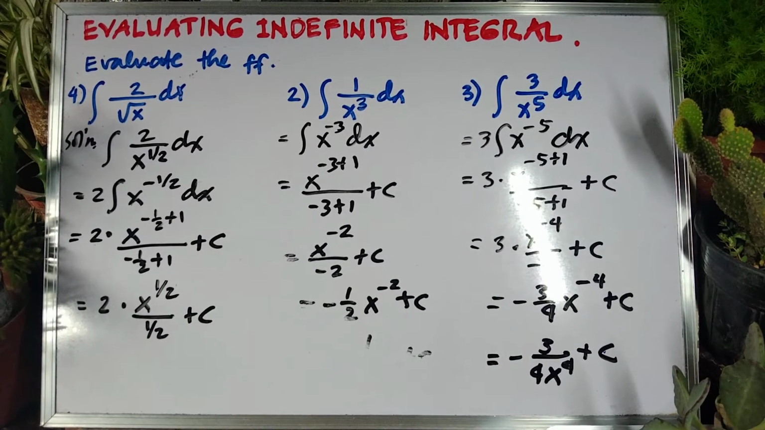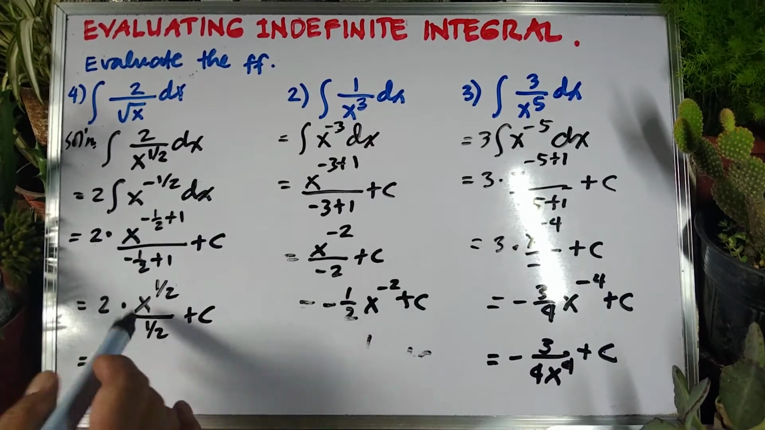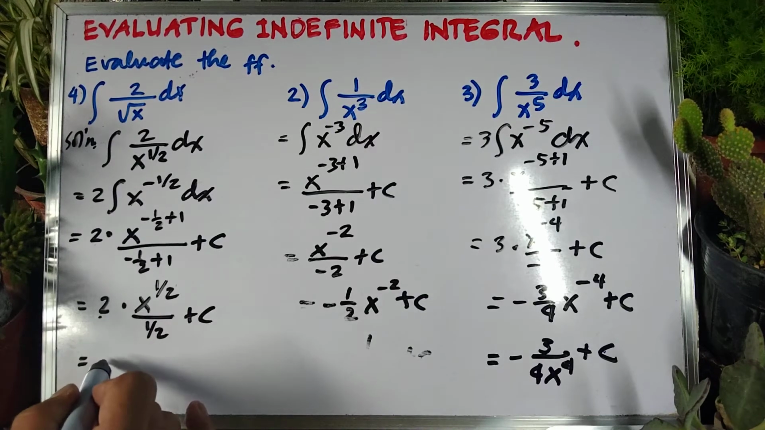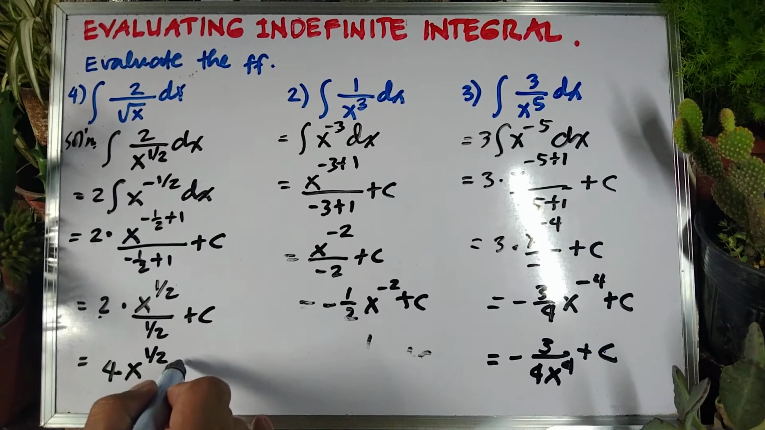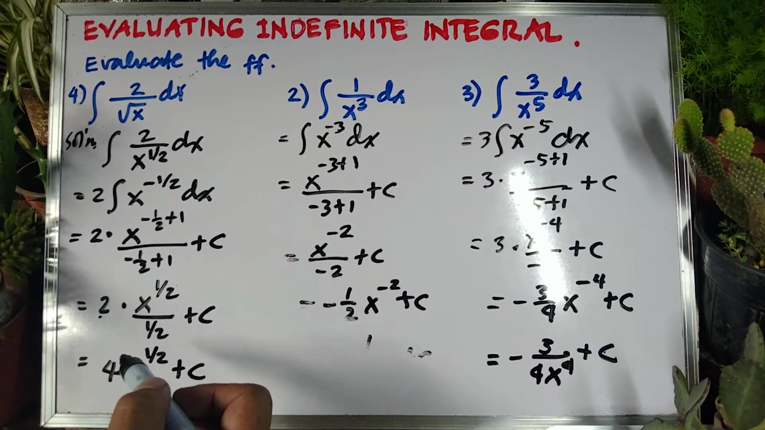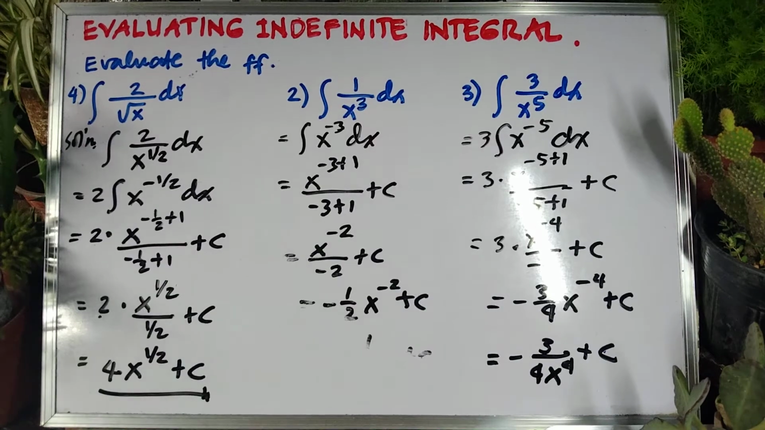Okay? Are we through? No, not yet. So, let's simplify further. What is 2 divided by 1/2? That is 2 times 2, which is 4. So, we have 4x to the power of 1/2 plus c. Okay? That's our final answer. Simple as that.